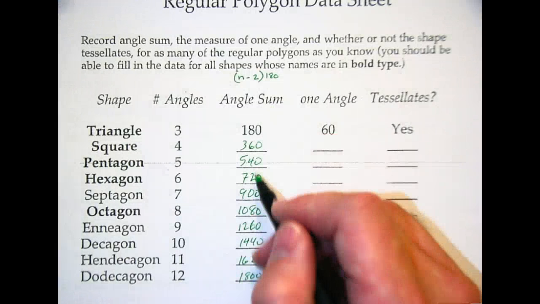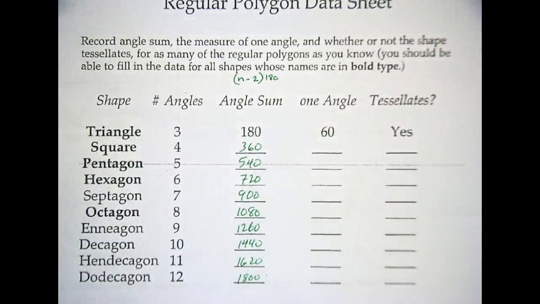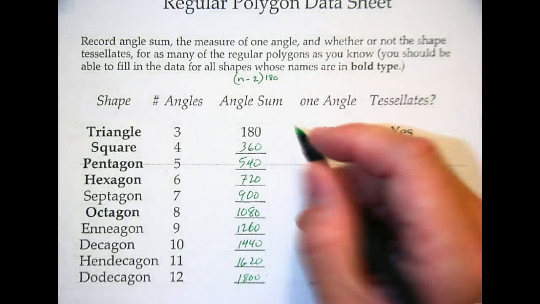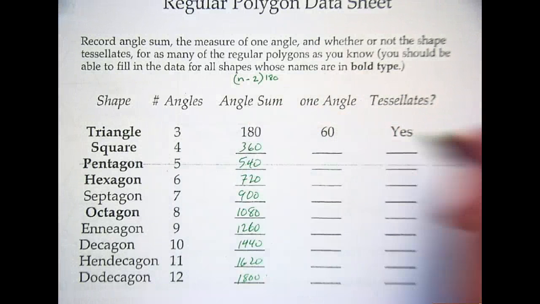So now the measure of one of those angles of that regular polygon, what do we have to do with this? Go ahead, Cameron. Take that and divide it by the number of sides or angles.